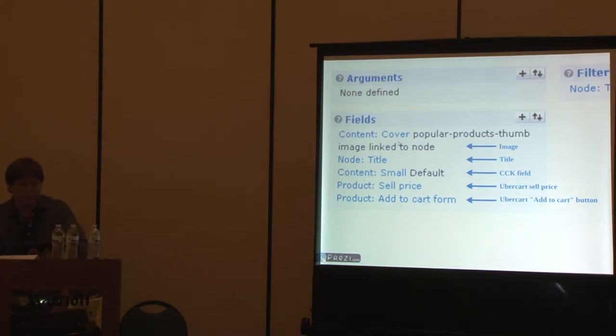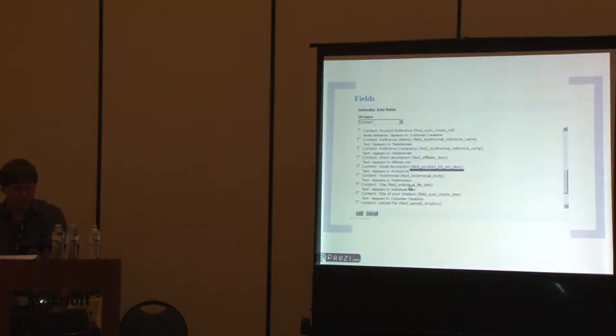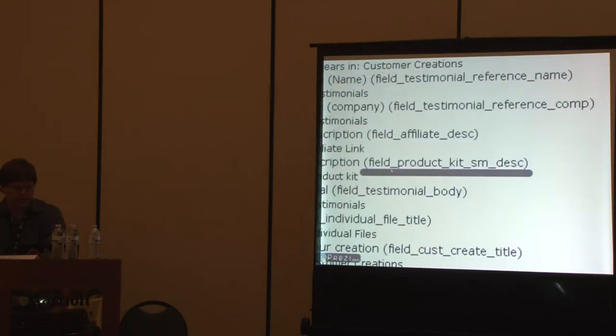So in our case, we were interested in having a cover image. We want the title to appear. We want a, I actually have no idea what that is. I think that's a short description. Sell price, and this is the add to cart form. So you guys recall from earlier we saw what it was producing. These are the fields that were in there. And you'll recall that we named the field product kit. Now you know which content type.